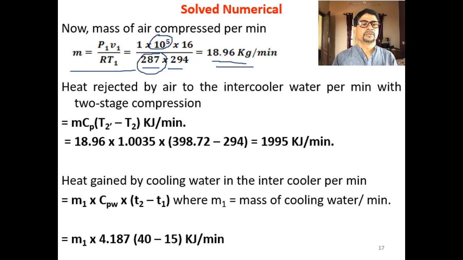Now heat rejected by the air to the intercooler water per minute with the two-stage compression. When you go for a two-stage compression, the intercooler water which is absorbing heat from the air should be calculated. So heat rejected by the air is nothing but m Cp into (T2 dash minus T2) in kilojoules per minute. It is 18.96, which you just calculated. Cp is given as 1.0035 for air. T2 dash is 398.72 Kelvin, which you calculated in the previous slide. 294 is the initial temperature. So you'll get 1995 kilojoules per minute.